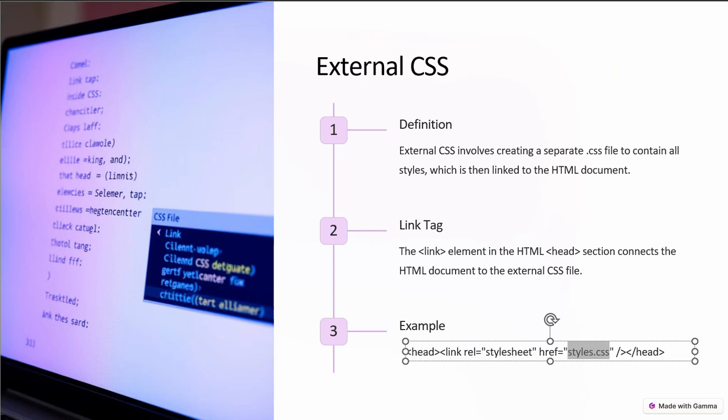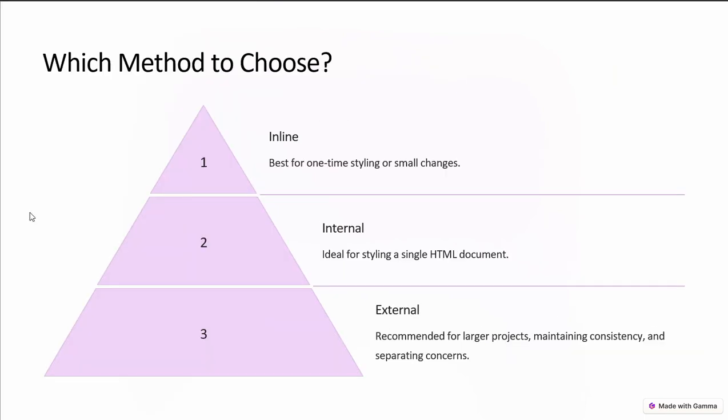Now come to which method to choose. If you want to add one or two stylings for small changes, then we can use inline CSS by declaring CSS in the same tag. Internal CSS, if you want to create only one document that has both HTML and CSS, then we can use internal CSS in our head tag. And external CSS, when you don't want to make our code messy or long, then we can use external CSS using the .css extension.